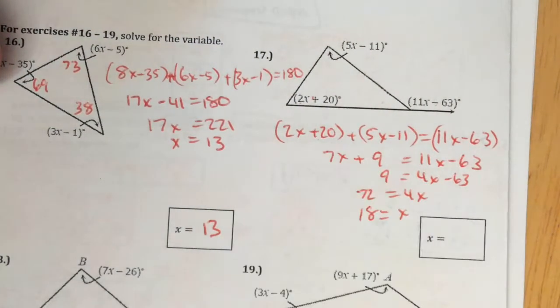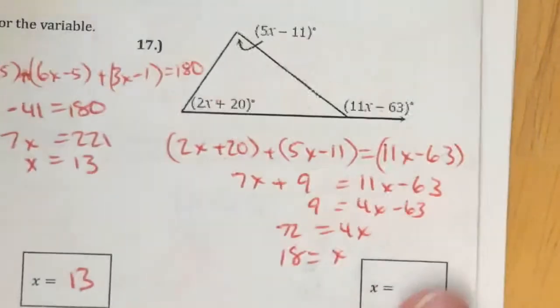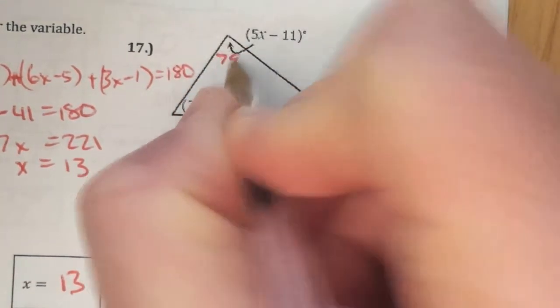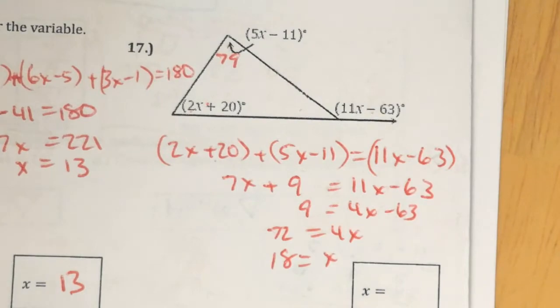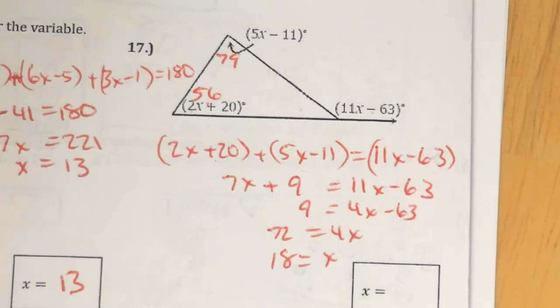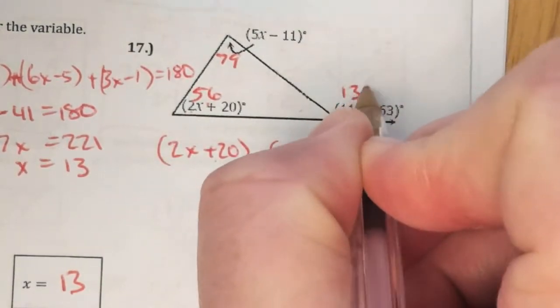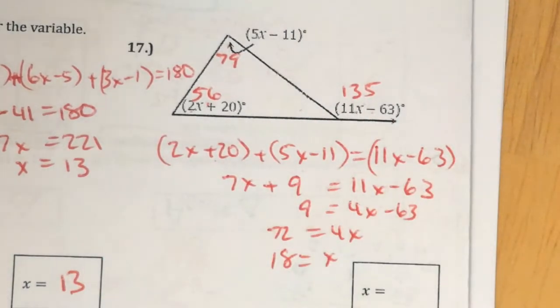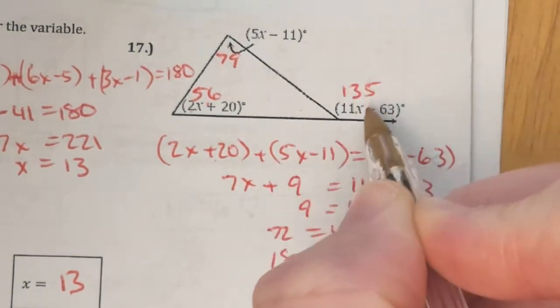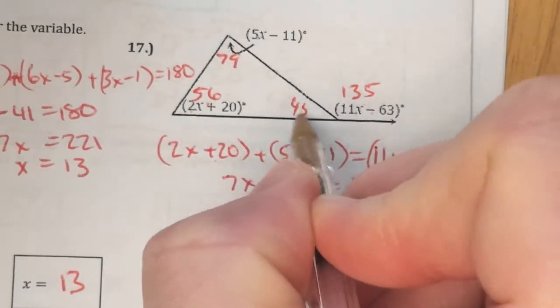Okay, so we're going to plug that into all the pictures, just to check. So 5 times 18 minus 11, this would be 79. 2 times 18 plus 20, this would be 56. Over here, 11 times 18 minus 63, this would be 135. Now let's go the extra step. If this is 135, then this makes a rainbow of a straight line. So if this is 135, this would have to be 45 to complete the 180.